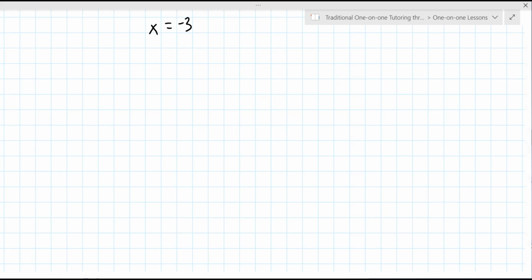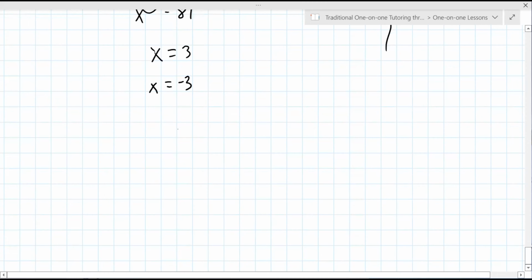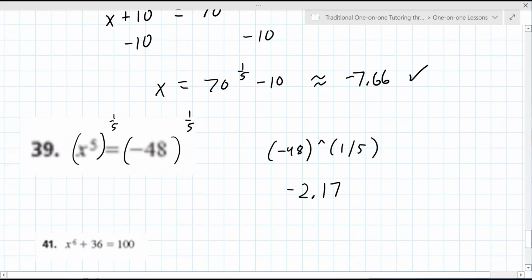All of these can be done by hand, meaning you might get an answer that's nice, like we just did, 3 and -3, or you might get 70 to the 1/5 power minus 10. Those are totally acceptable answers. And it's just like, well, which is it? It's up to your instructor. So I would find out if there's going to be a calculator, non-calculator section on the test, because that'll help to answer some of this for you.